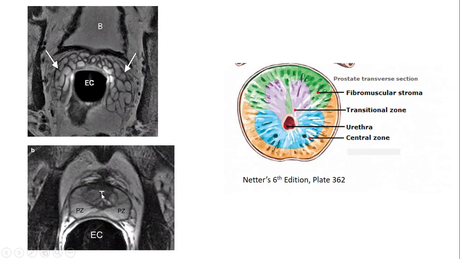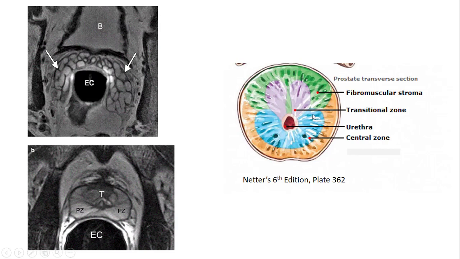And you remember the transition zone surrounds the urethra. So your urethra is sitting right back here, just like it is here. And the peripheral zone is here. And the reason why we're not seeing the central zone is because we're more inferior than where the central zone sits. And in an upcoming image in the coronal, I'll be able to show you that more clearly.